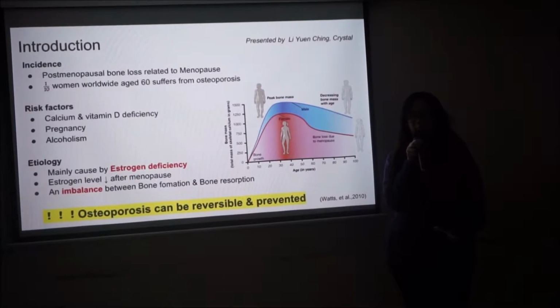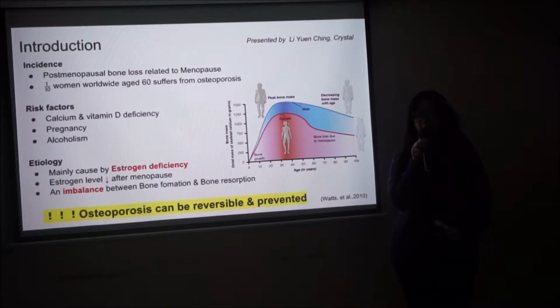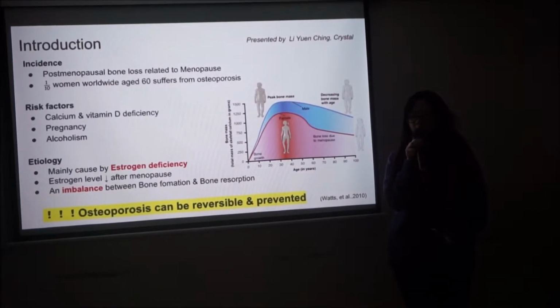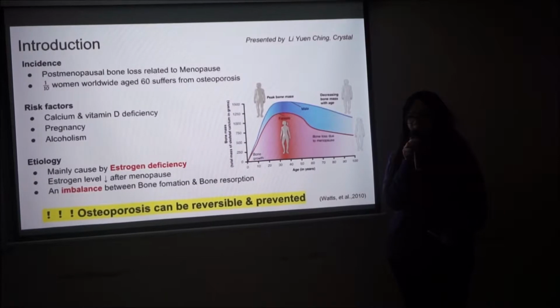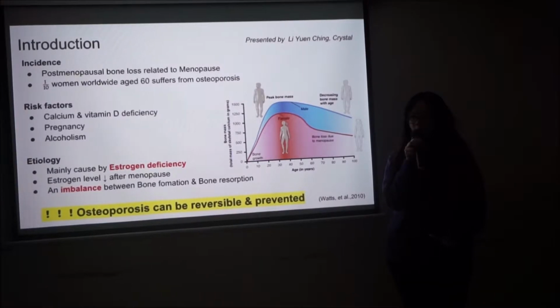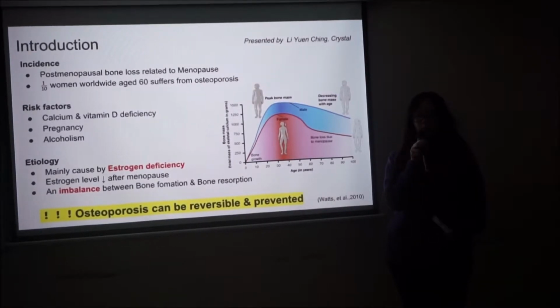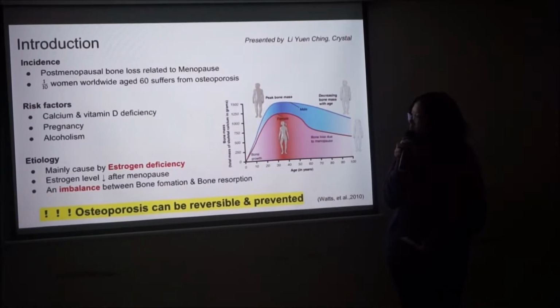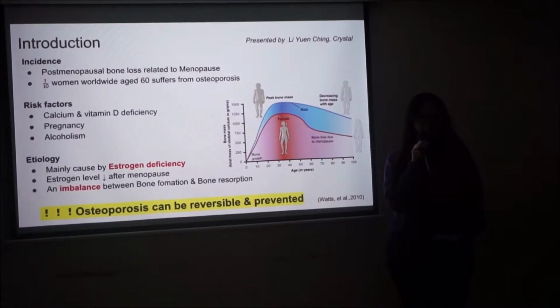Concerning the etiology, postmenopausal osteoporosis is mainly caused by estrogen deficiency. Its level will decrease after menopause. Estrogen deficiency will bring about postmenopausal osteoporosis. There is an imbalance of bone formation and resorption. The bone resorption is greater than the bone formation and influences the bone loss. Osteoporosis can be reversible and prevented before and after menopause.